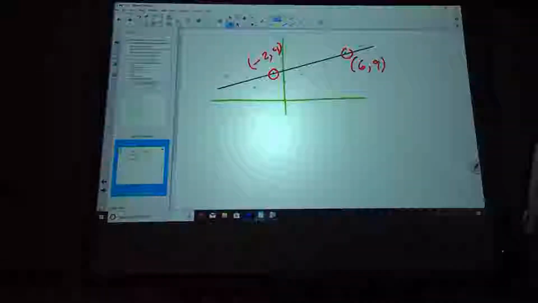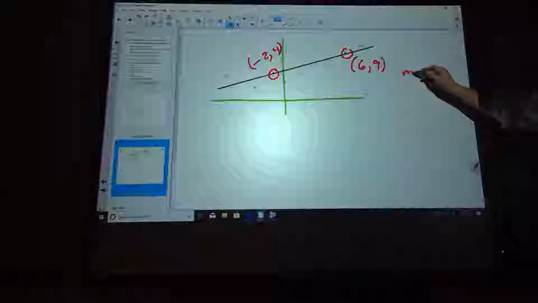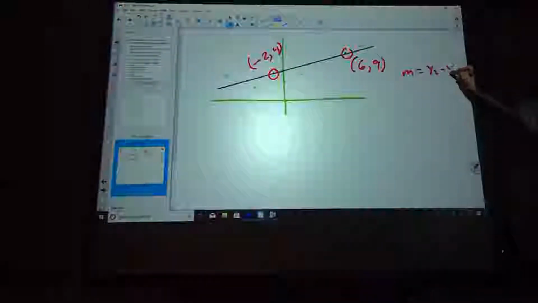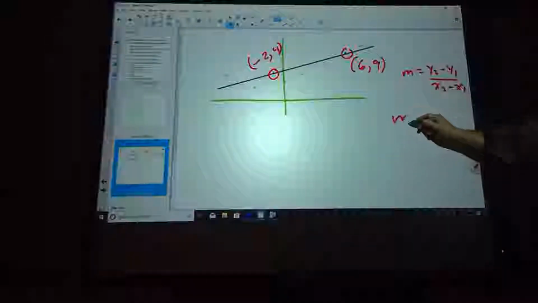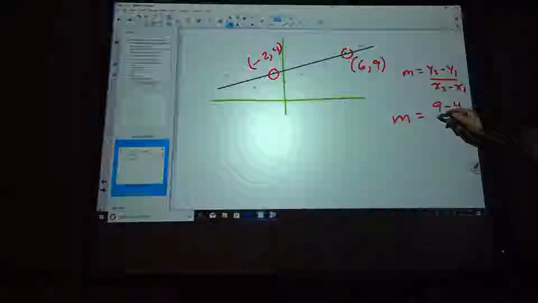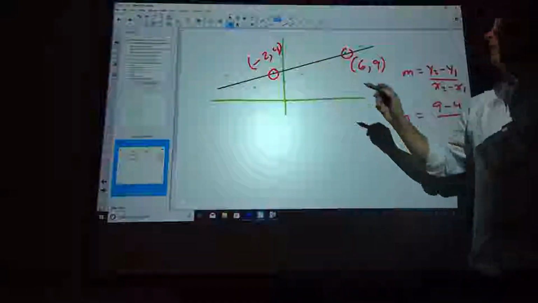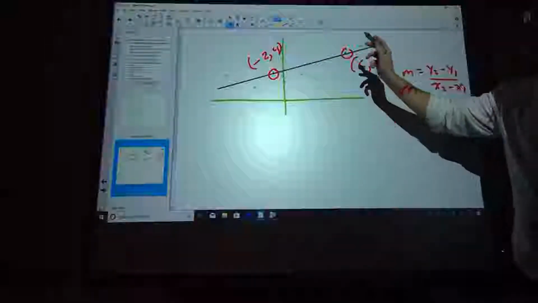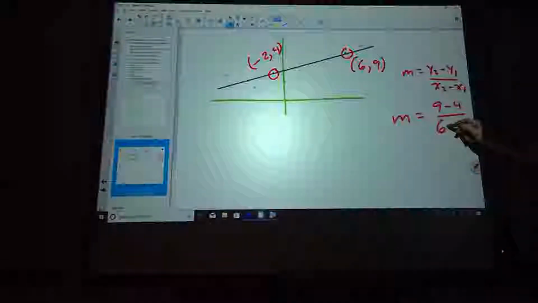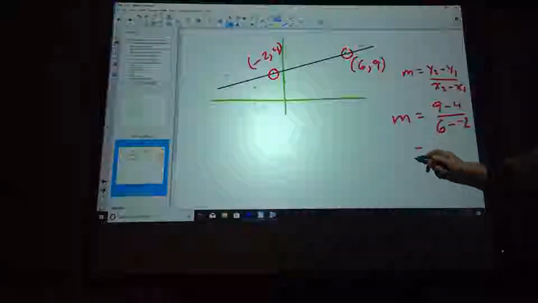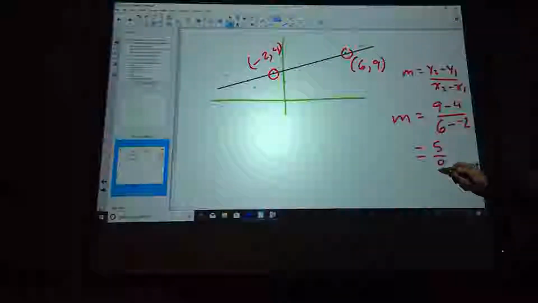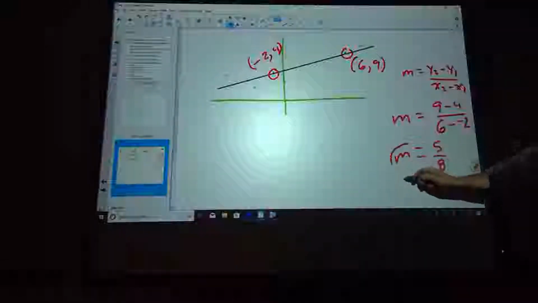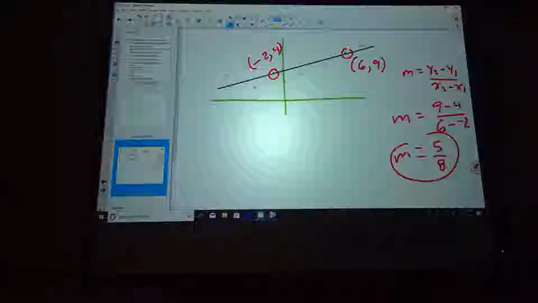So now I have these two points. Then we're going to say, okay, we want to find the slope. And again, we've seen this equation a bunch, yes? So I know I'm going to go 9 minus 4, so y minus y, over this x minus that x, 6 minus 2. So 9 minus 4 is 5, and 6 minus 2 is 8, I believe. So that's my slope, my rise and my run. That's my map to find other points.